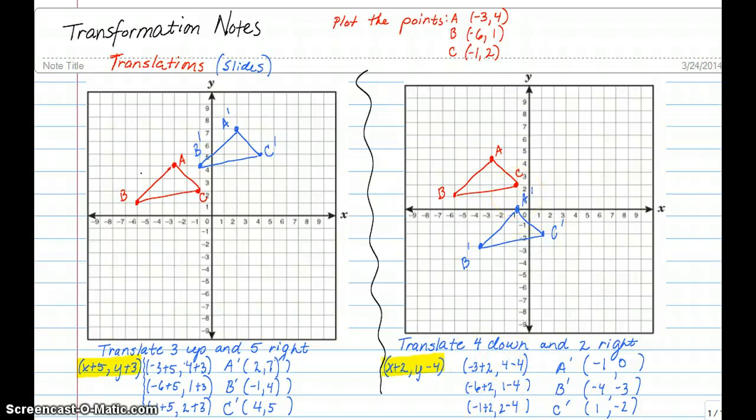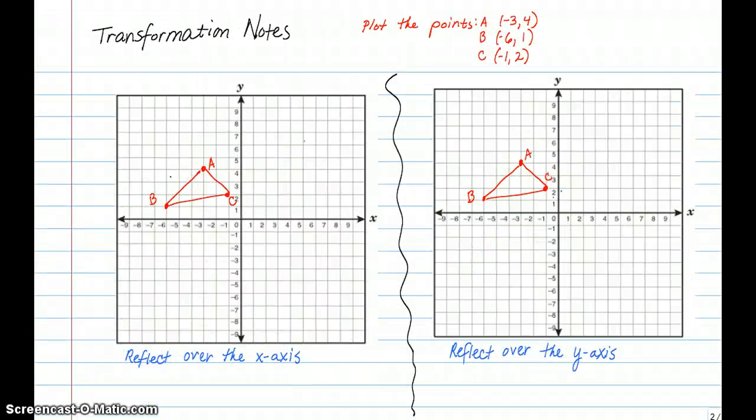We're now moving to transformation notes for reflections. We're going to reflect over both axes. Okay, so in these transformation notes, we've used the same ordered pair for A, B, and C. You can see it up here, right there. We're going to do reflections, or sometimes referred to as a flip. That's the action that happens.